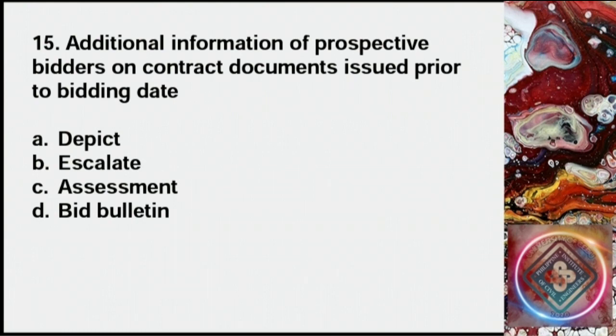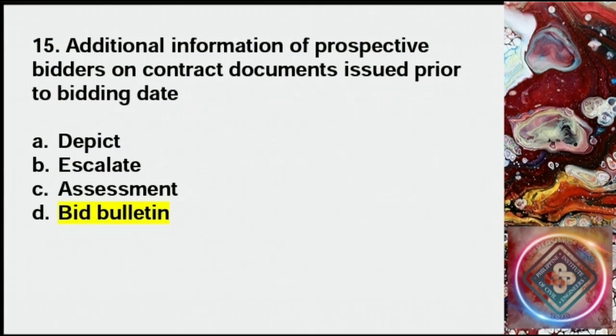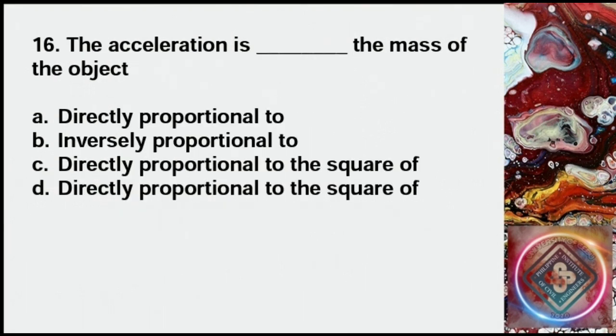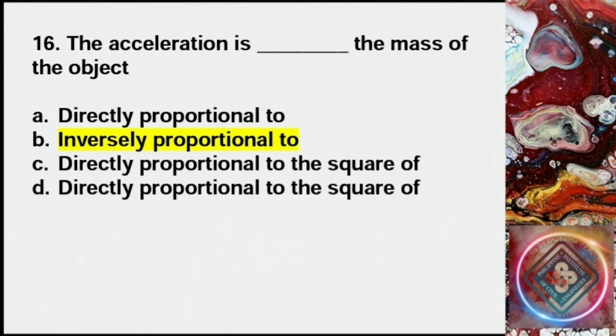15. Additional information of prospective bidders on contract documents issued prior to bidding date. A. Defect, B. Escalate, C. Assessment, D. Bid bulletin. D. Bid bulletin. 16. The acceleration is blank the mass of the object. A. Directly proportional to, B. Inversely proportional to, C. Directly proportional to the square of, D. Directly proportional to the square of. B. Inversely proportional to.